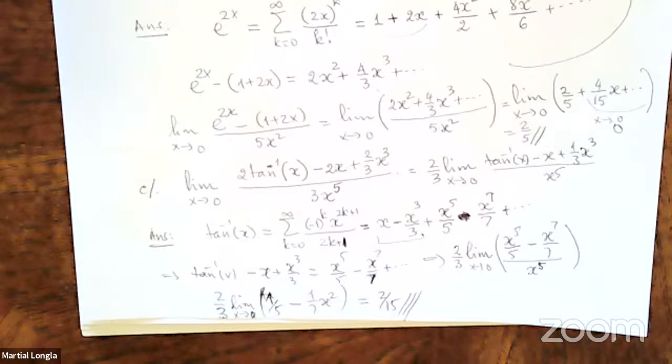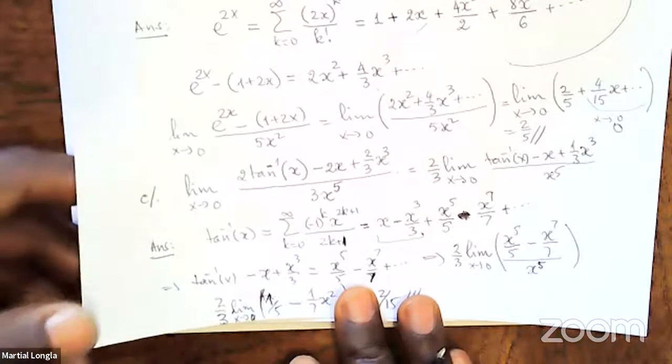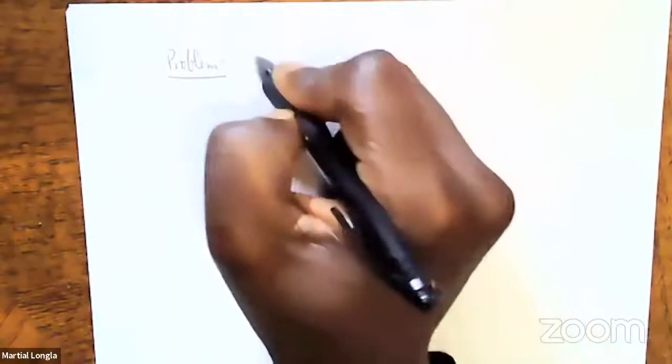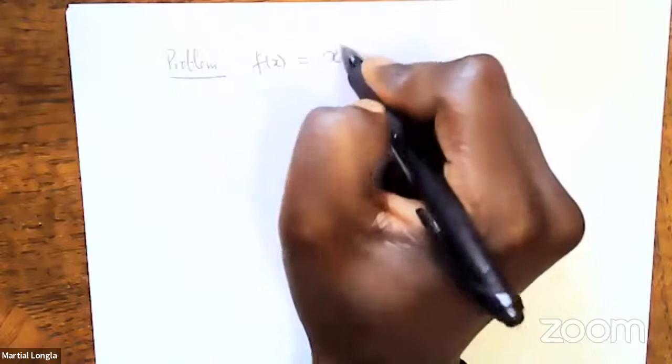All right, that's what you have about limits and how you find the limit of a function using power series. Now let's try another application here. We have a problem. We have f of x equals x to the power 7.